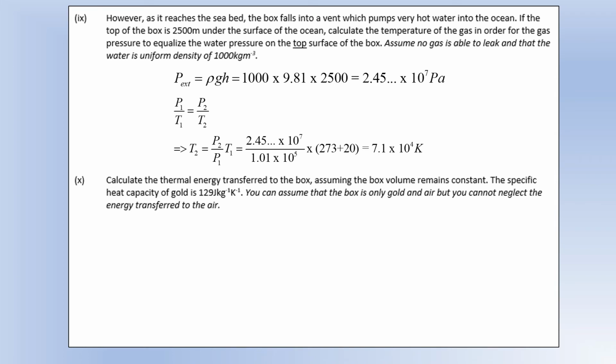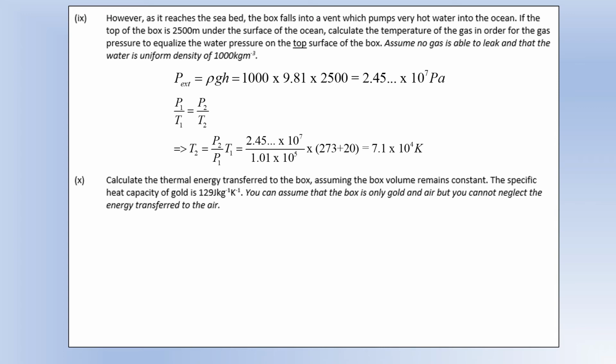So because no gas is able to leak, the number of moles is the same, and the shape of the container is going to stay fixed, so V is constant. So what we can use is P over T is equal to a constant. We know the initial pressure, we know the final pressure, we know the original temperature in Kelvin, therefore we can calculate the final temperature in Kelvin there. So you can see that to make the pressures equalize, it would have to be incredibly hot in order to be able to accomplish that.